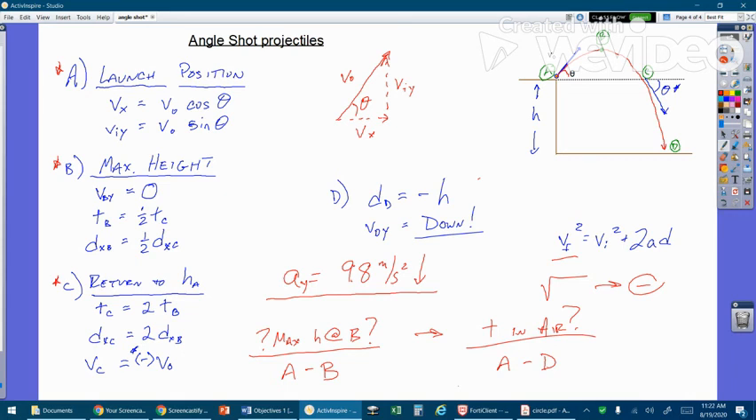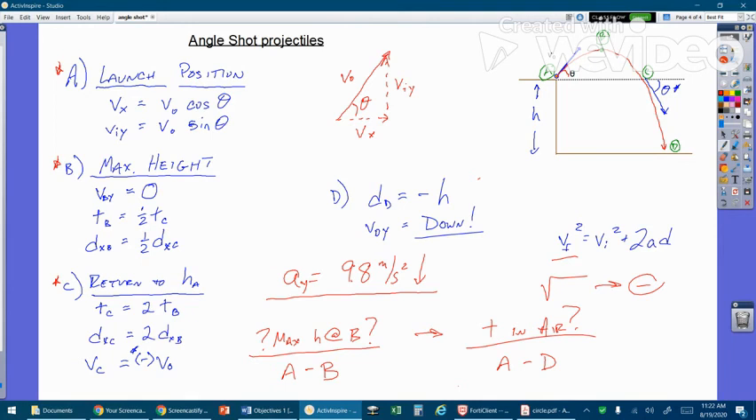So why is that important? Because you have to realize that the variables that you used to solve the first part of the problem can't be used to solve the second part of the problem. A few of them might, but not all of them. So each time that you're focusing on a different part of the flight to solve a different part of your problem, you're going to have to start with a new list of givens.